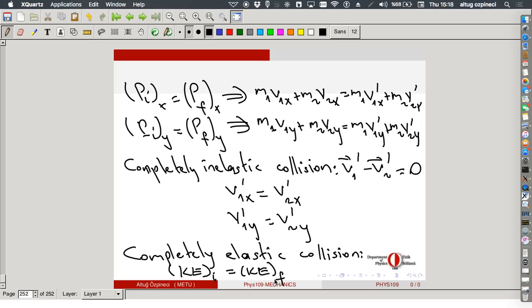This is the initial momentum we have over here. M times V is the momentum. This is the x component of the momentum of the first particle. This is the x component of the momentum of the second particle before the collision. This is their momentum after the collision. And we know that they have to be equal because momentum will be conserved whatever the forces are.